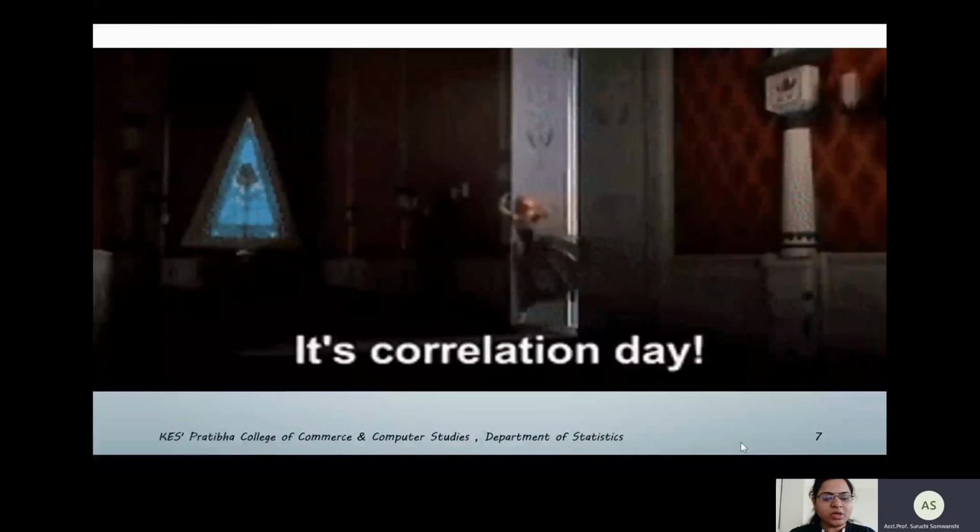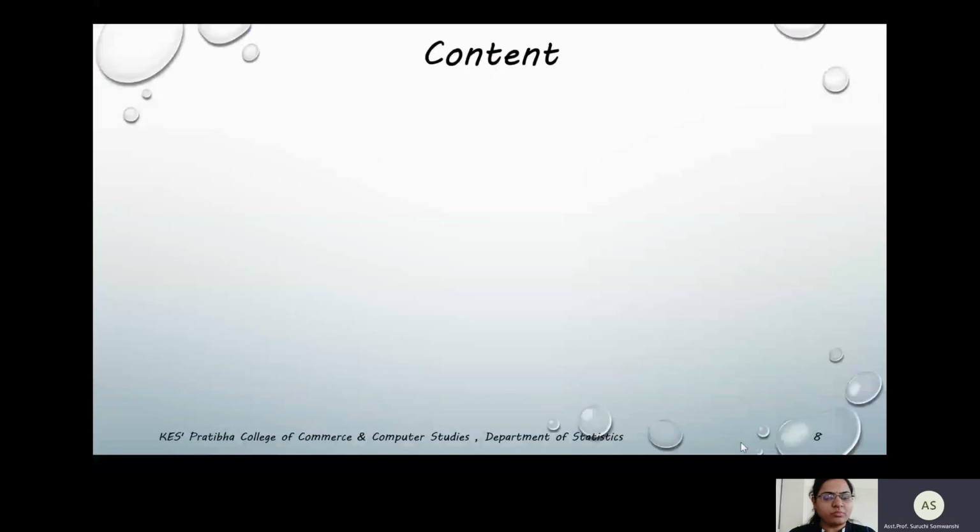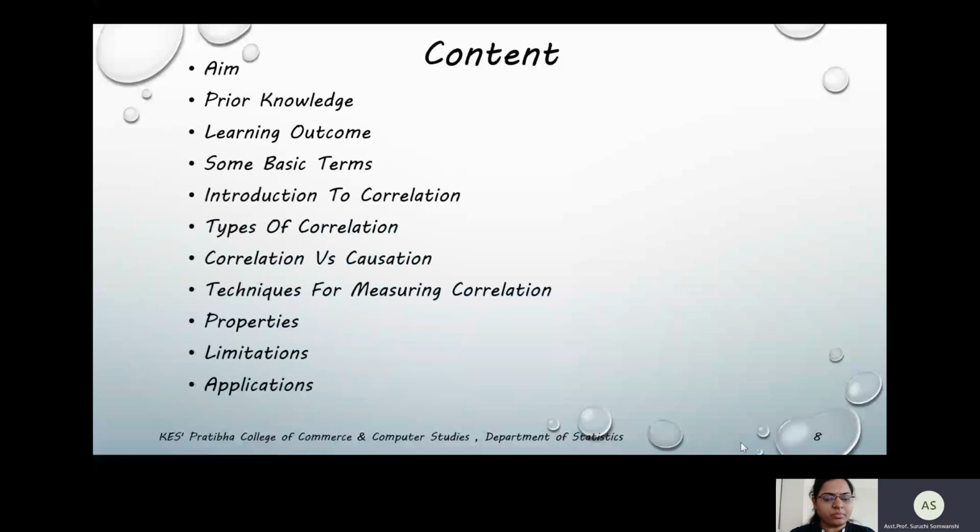The content that we are covering in this module is: the aim of including this module in this course, prior knowledge that is required for this course, learning outcomes, some basic terms, introduction to correlation, types of correlation, correlation versus causation, techniques of measuring correlation, properties, limitations, and its applications.